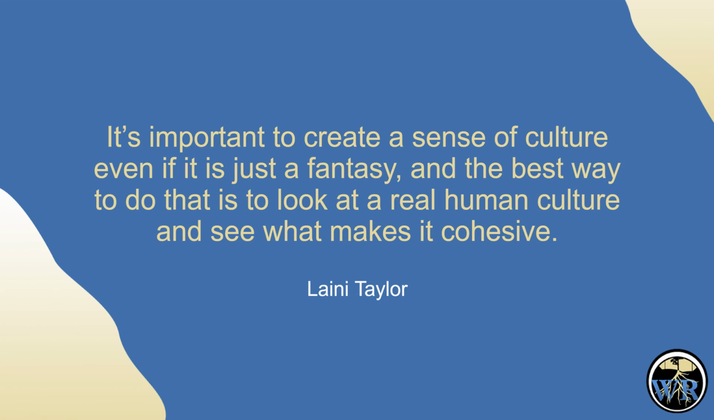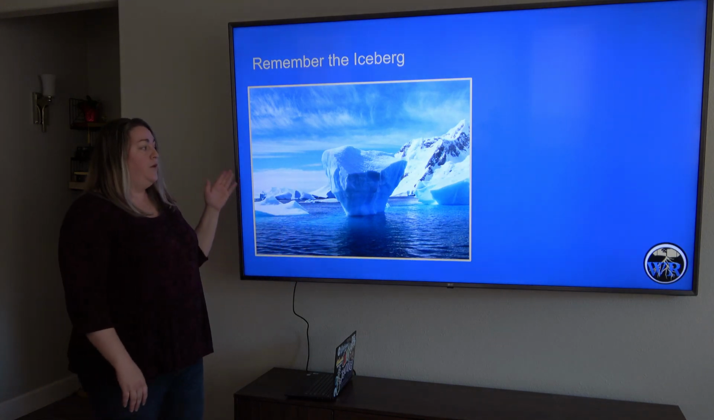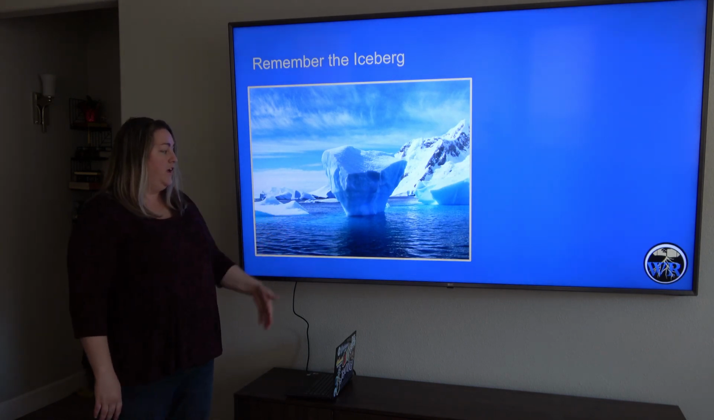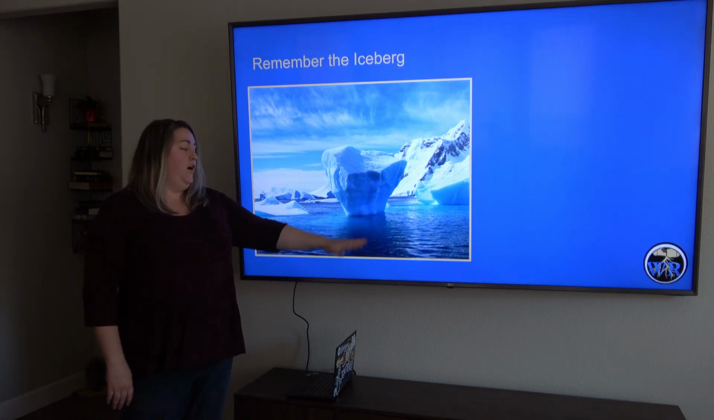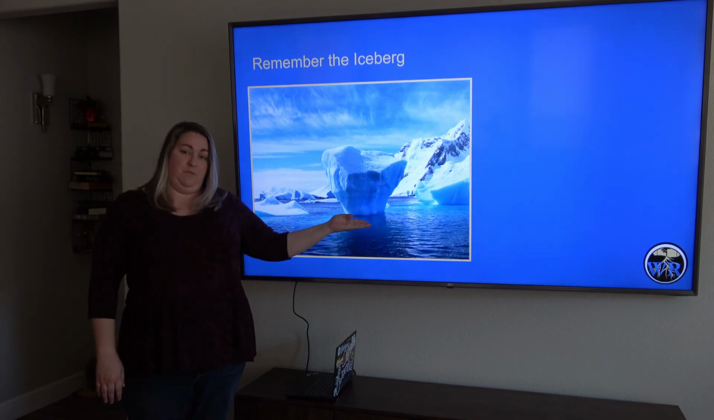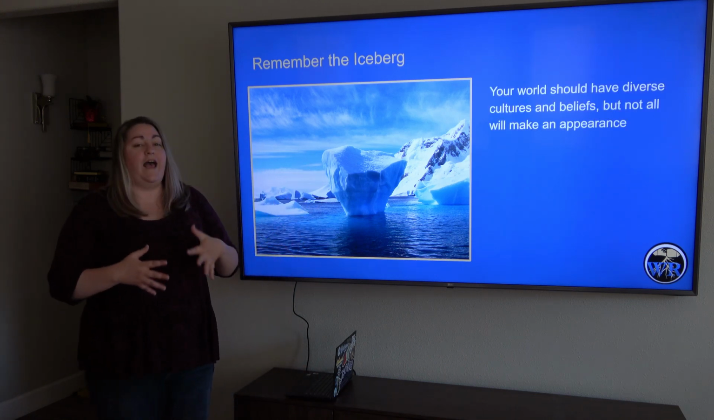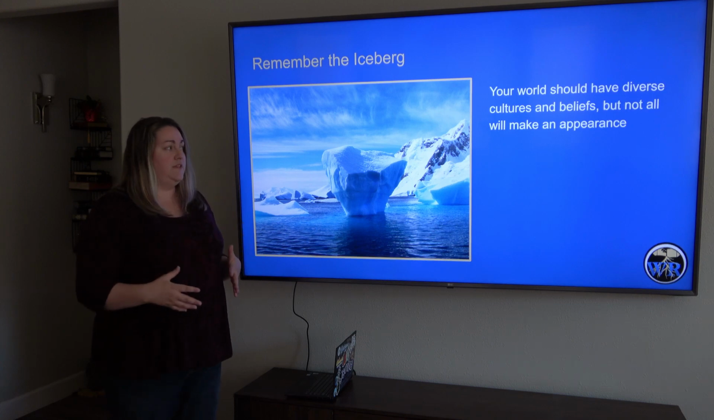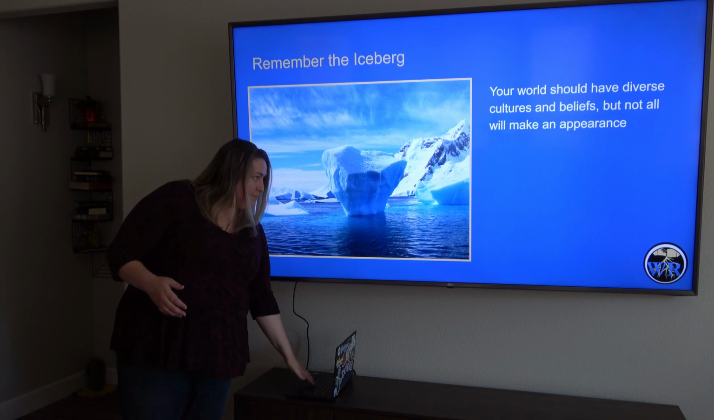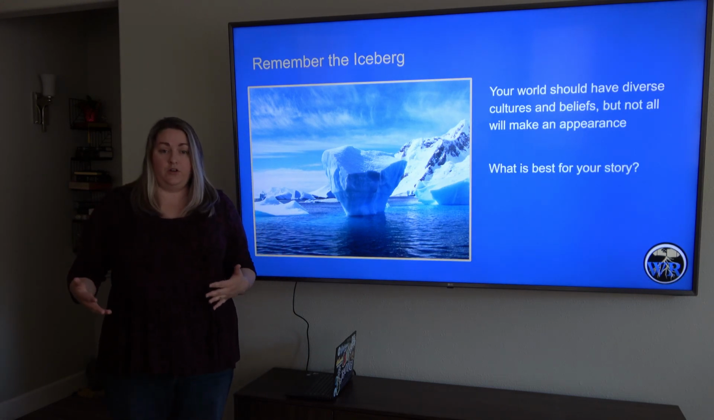So we've talked about this a lot before on the podcast, but when you're building a culture, you need to remember the iceberg theory. So you have all of this on top, but what's underneath that? Certainly, it's not as small as it appears. Otherwise, it wouldn't float like that. So your world should have diverse cultures and beliefs, but not all of them are going to make an appearance in your story. So you need to decide what's best for your story.